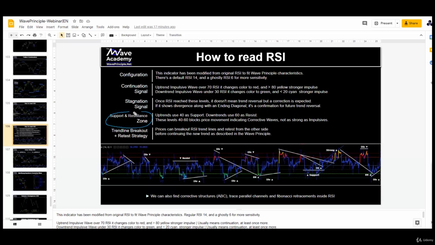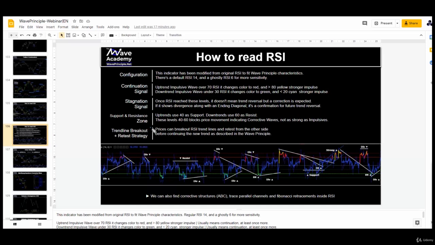It also helps us find the support and resistance zone. When it's an uptrend, we use the 40 as a support. When it's a downtrend, we use the 60 as a resistance. These levels block the price moving, indicating a corrective wave, and that's not as strong as impulsive. For example, the price can be in correction and stay in here until it does something down here.